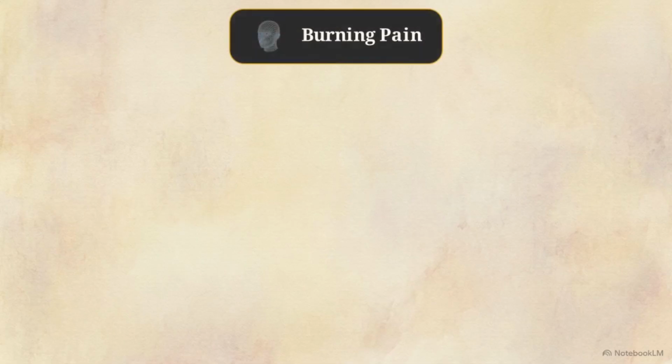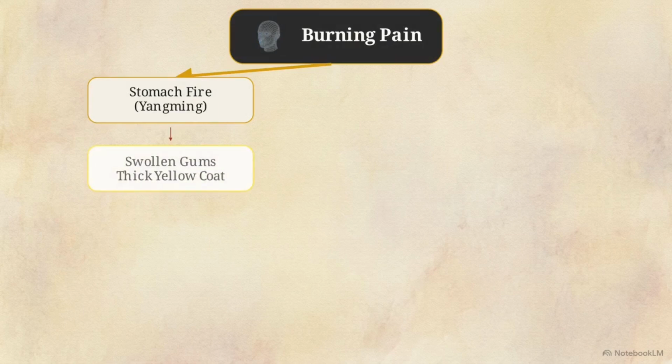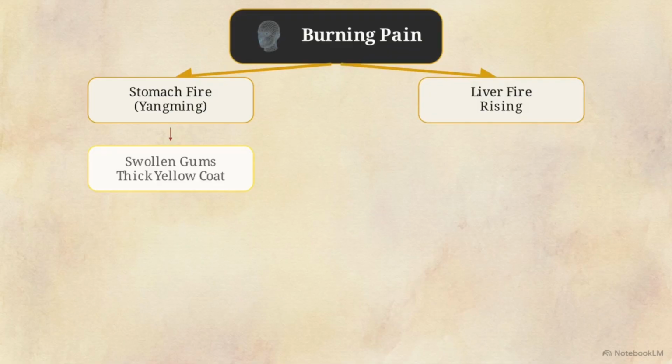Stomach fire involves the yang-ming channel and presents with swollen gums and a thick yellow tongue coating. Liver fire rising is often linked to stress, manifesting with red eyes and a wiry rapid pulse. The distal master points change depending on the path.